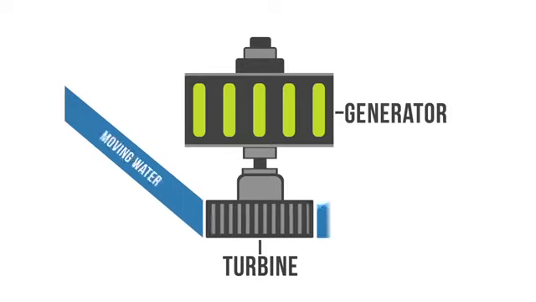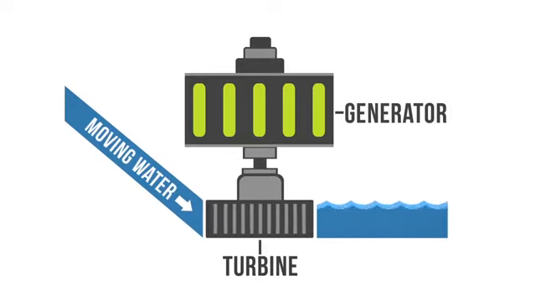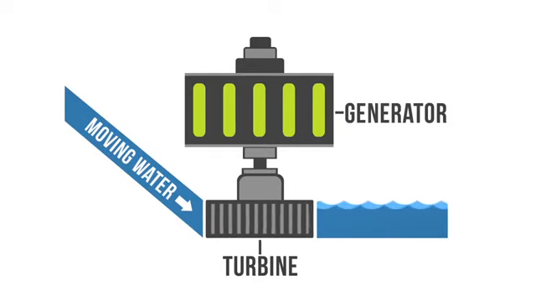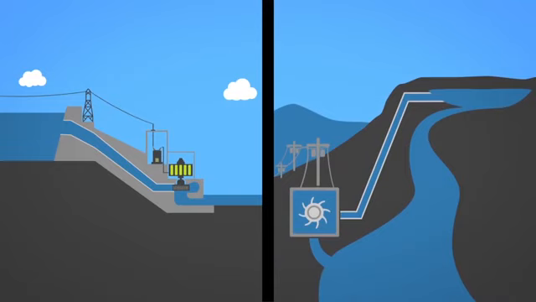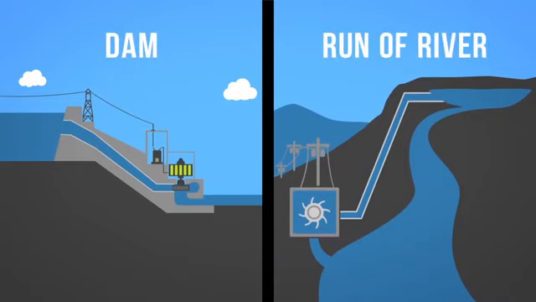The mechanical energy created by moving water spins rotors on a turbine. This turbine is connected to an electromagnetic generator, which produces electricity when the turbine spins. There are two main types of hydroelectricity production: dams and run-of-river.